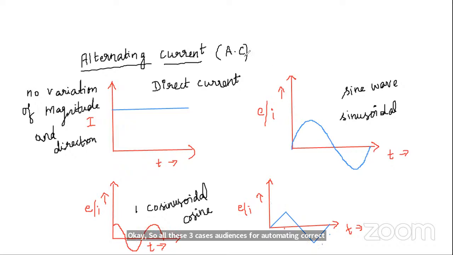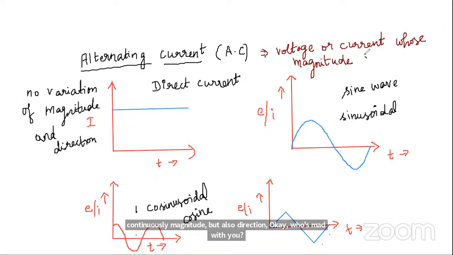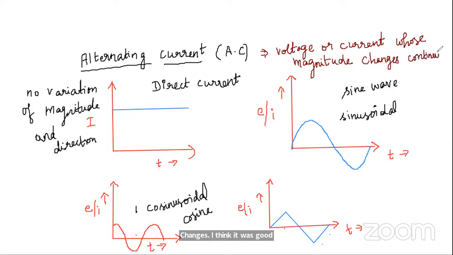So alternating current, how can you define? It can be voltage or current whose magnitude changes continuously, and the direction also reverses periodically.